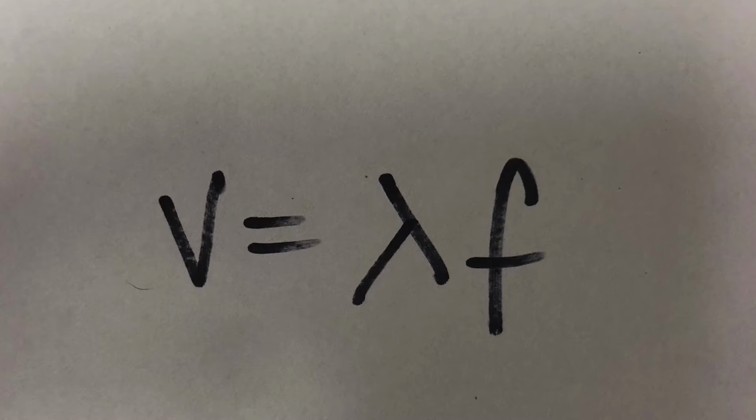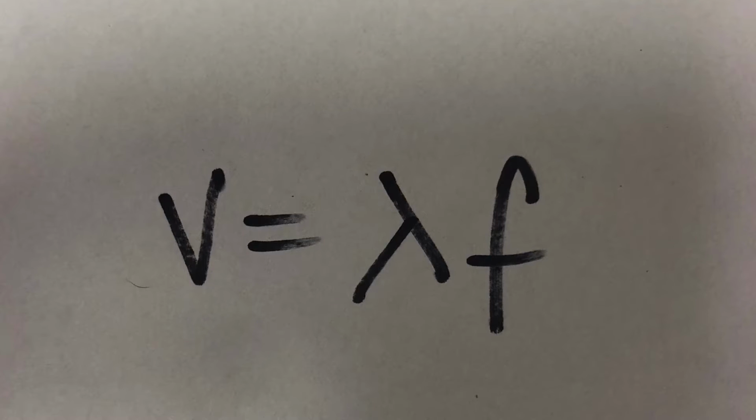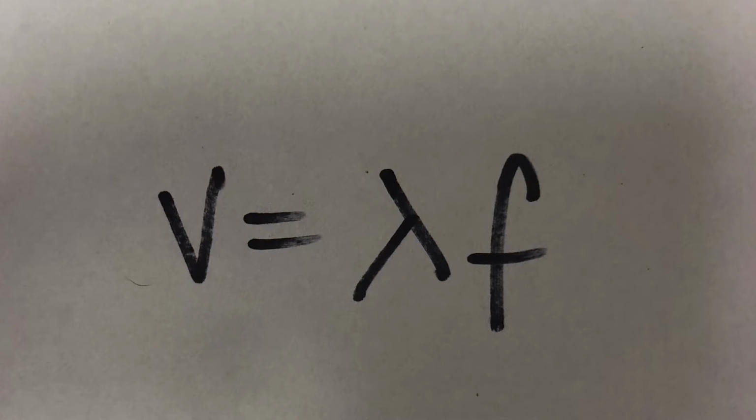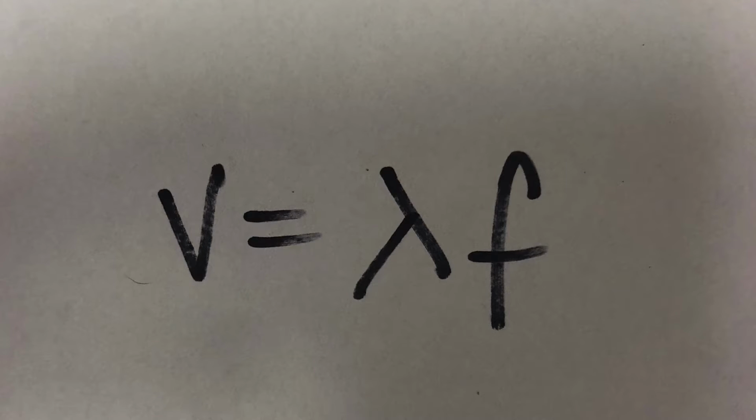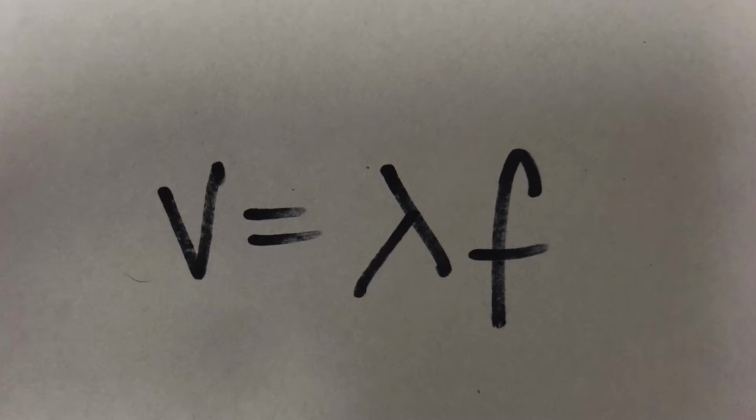To find the speed of a wave, we use v equals lambda times f. V for velocity, lambda is the wavelength, and f is the frequency. So velocity equals wavelength times the frequency.